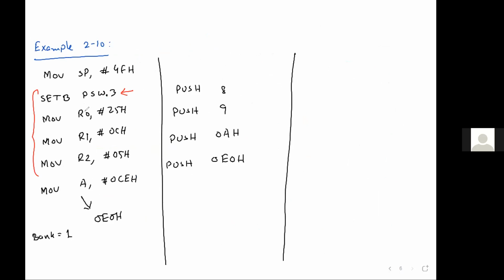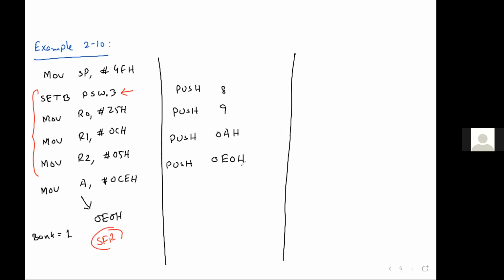So for R0, we will write push 8. For R1, we will write push 9. For R2, we will write push 0A. And your register A is a special register. Actually, this is known as your SFR. We will discuss this in chapter 4. Okay, and the address of this accumulator register is 0E0H. So we are writing push 0E0H.